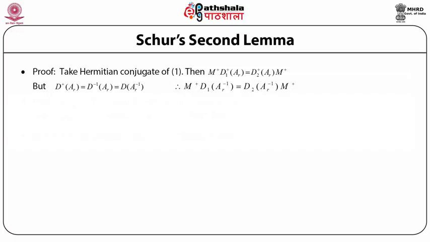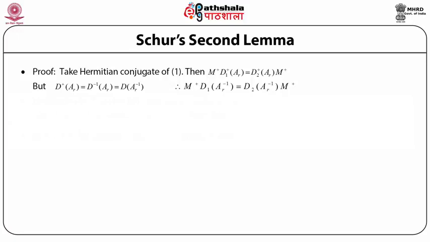On the other hand, if D1 AR and D2 AR are equivalent, then D2 AR can be obtained from D1 AR by a similarity transformation. That is, D2 AR is equal to X inverse D1 AR X for a non-singular matrix X, in which case the matrix M is some constant times this matrix X. We will now indicate the proof of Schur's second lemma.